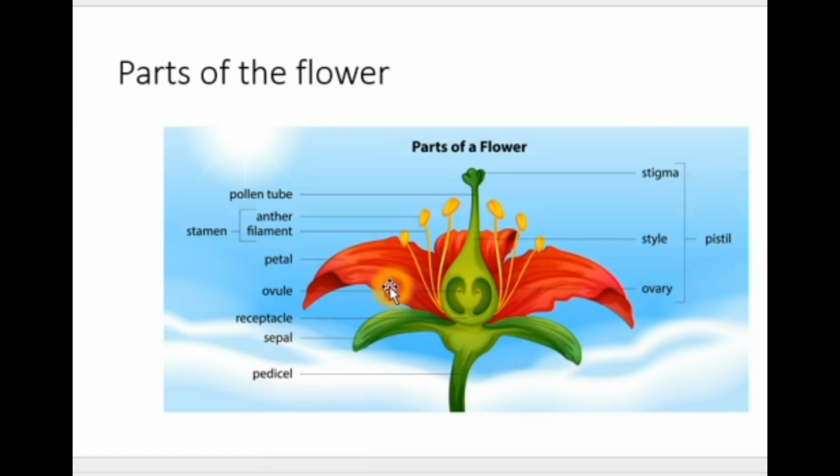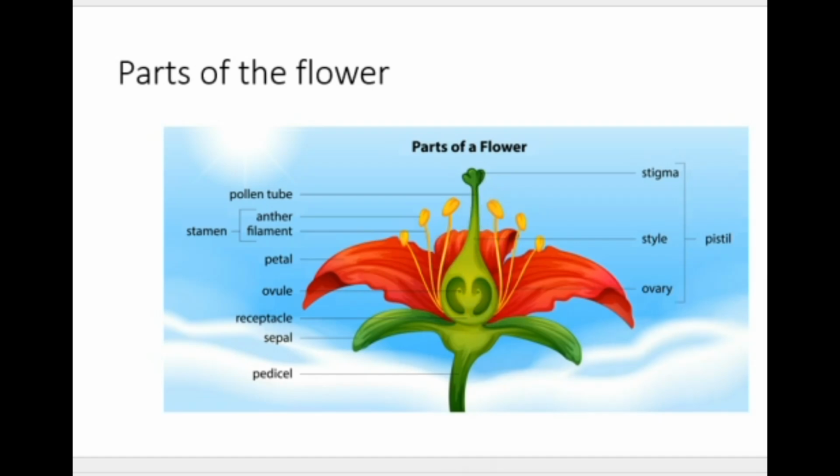After this, we have the second whorl, which is corolla. Corolla consists of petals. The petals are colored and scented leaves to attract insects and surround the reproductive organs. After this, we have the male organ and the female organ. The male organ is called androecium, which consists of many stamens. Each one of them consists of anther and filament.